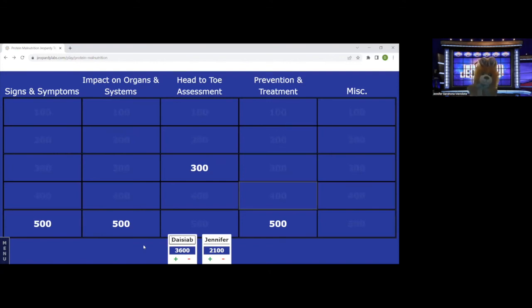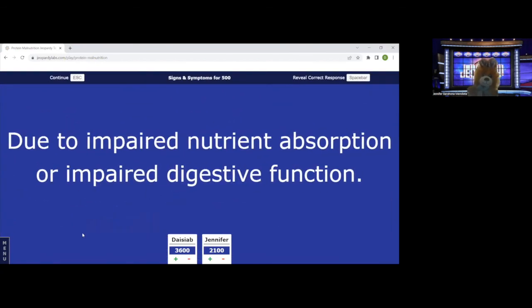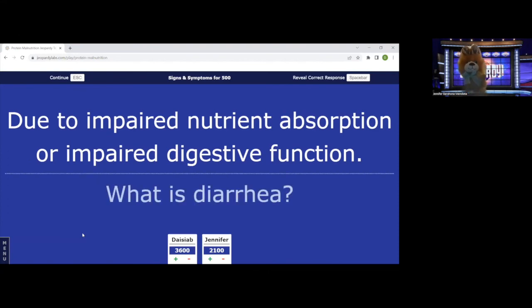Let's do signs and symptoms for 500. Due to impaired nutrient absorption or impaired digestive function. I'm gonna have to pass. Daishia. All right. What is diarrhea? Correct.